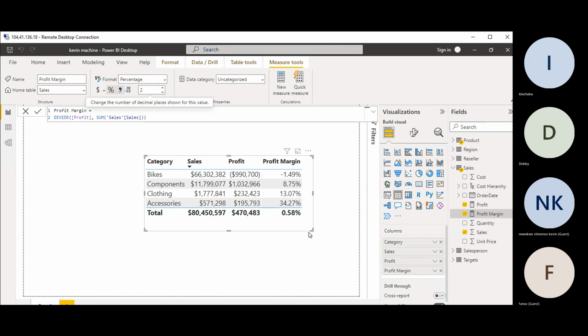Okay, so I'm looking at accessories now, giving me 34% profit margin. It's to do more accessories and increase the profit margin. Are you the CEO? Have you agreed with your CEO? We understand each other.